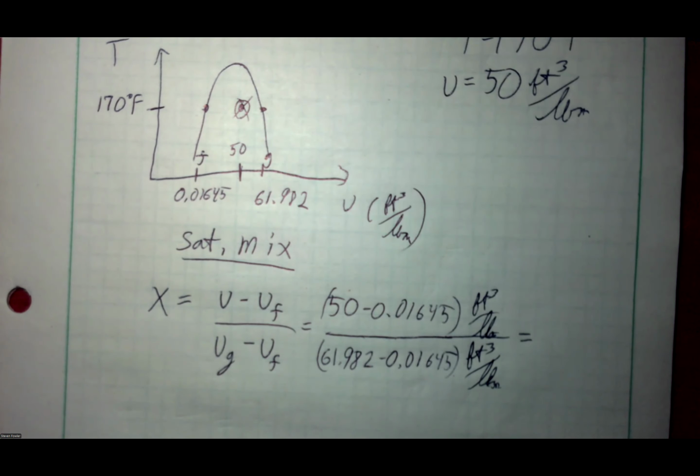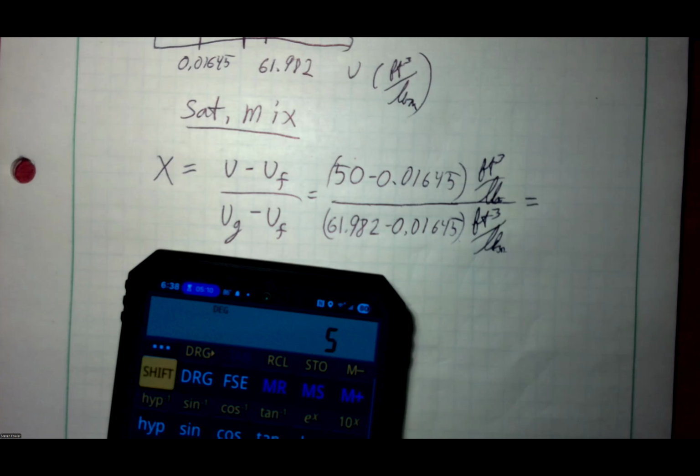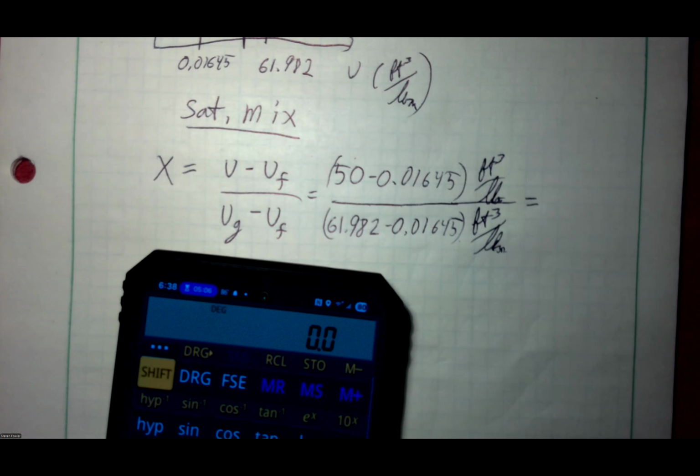All right, I could pause it here, but I'm just going to go ahead and calculate these out. So I've got 50 minus 0.01645 equals, then I'm going to divide that by the quantity 61.982 minus 0.01645.